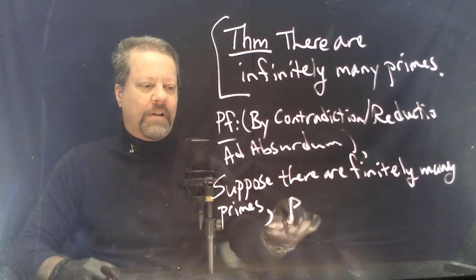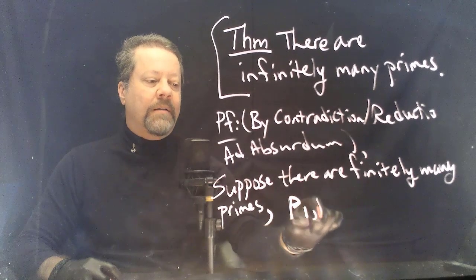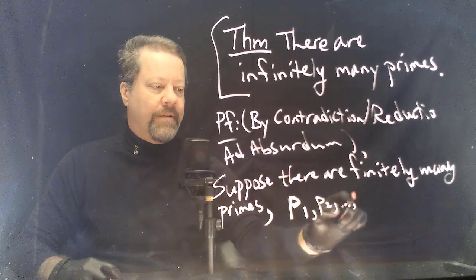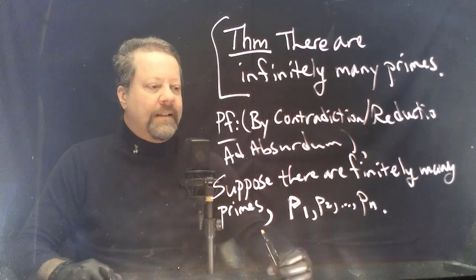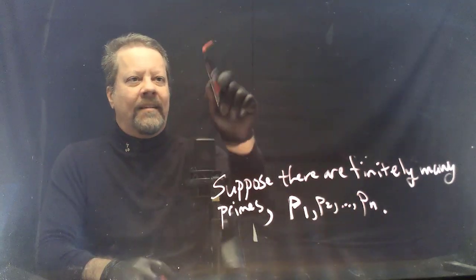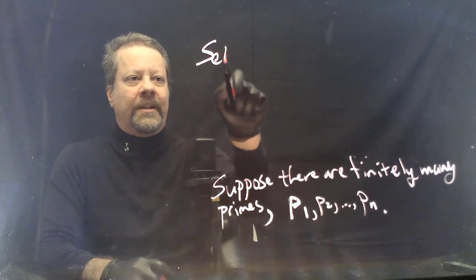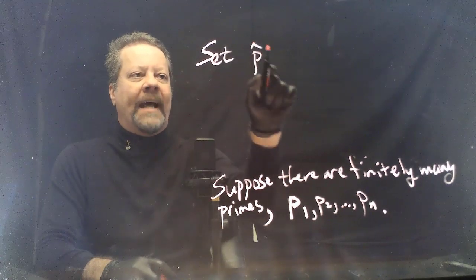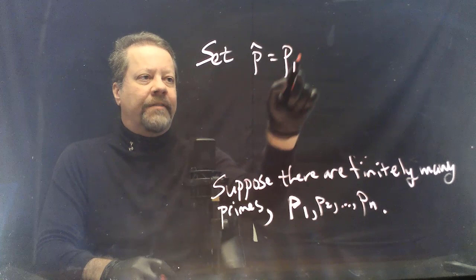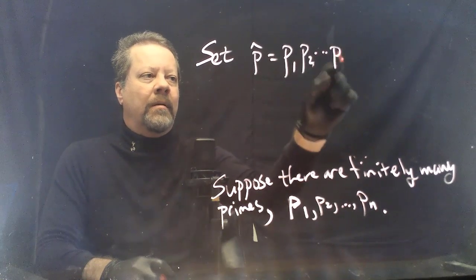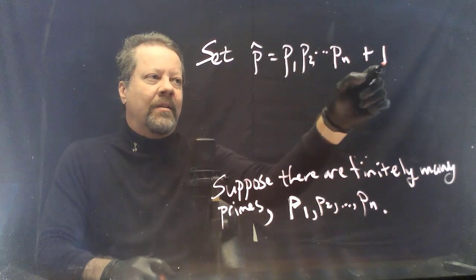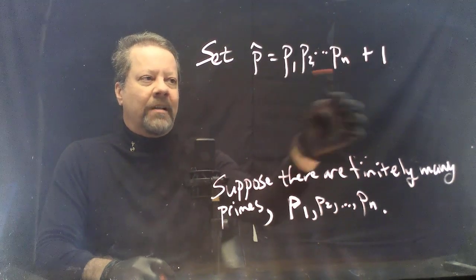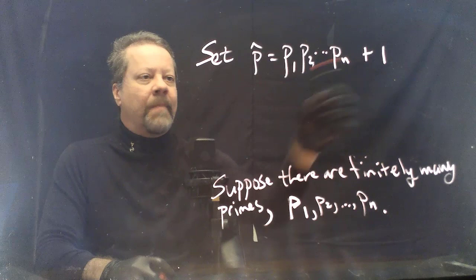Suppose our complete list of primes is P1, P2, through some Pn. Suppose these are all the primes there are in the universe. Now the proof is somewhat constructive because we're going to set P hat to be the product of all of these, which is not prime because it's divisible by all of these, plus 1. The product of all of these complete list of primes, plus 1.